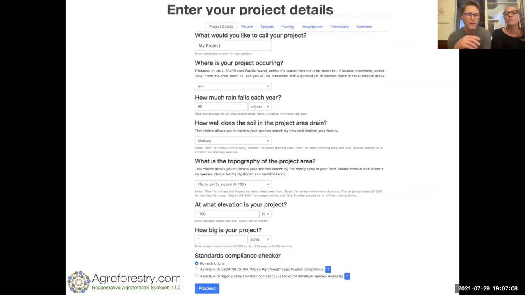Then if you are part of one of the NRCS programs, you can click on that button to help you adhere to their standard. Or if you're doing another project that you want to adhere to the regenerative design standard, you can click on that. Or if you just want to freewheel it and go for it, you can do that.